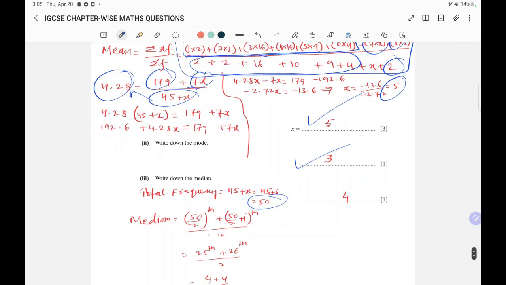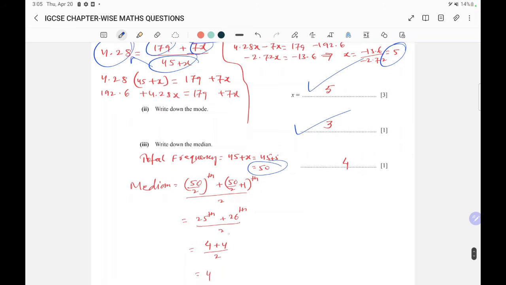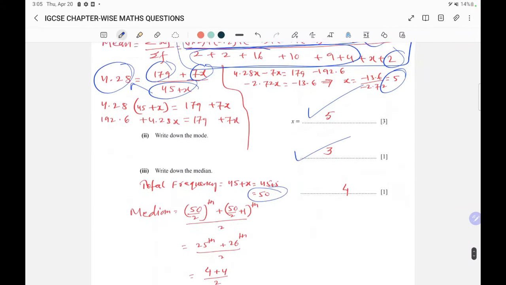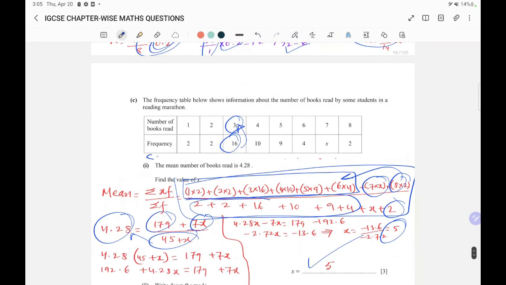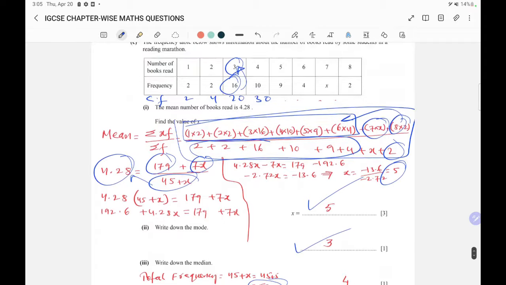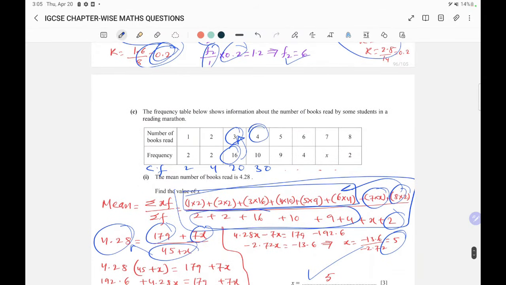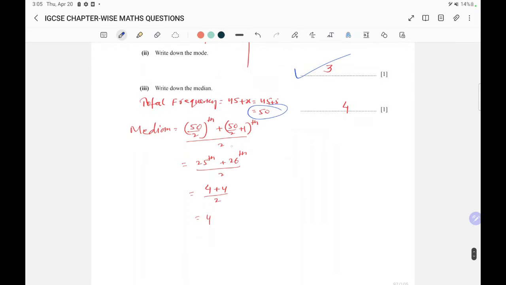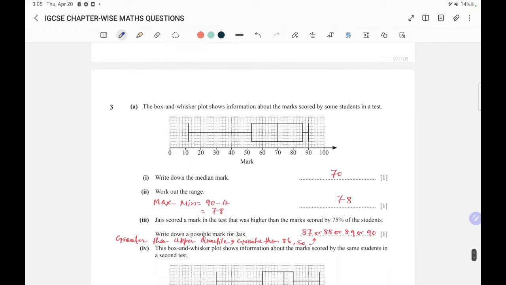So the median is the 50 over 2th value and the 50 over 2 plus 1th value, averaged. So the 25th plus 26th over 2. Now we have to check which one is the 25th and which is the 26th. So cumulative frequency we can find: this is 2, this is 4, this is 20, this is 30. And we need to find the 25th and 26th. So this 4 is for the 21st to 30th value. So 25 and 26 will be 4. So 4 plus 4 over 2, that's still 4.